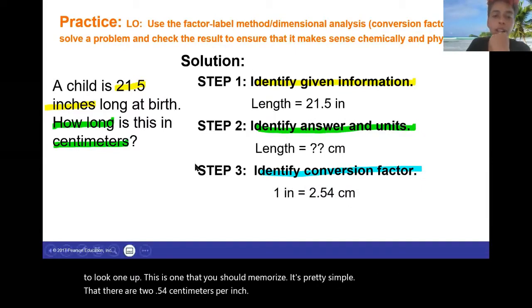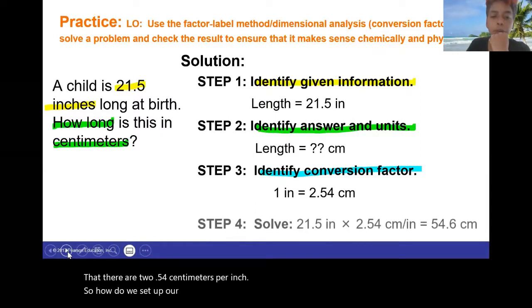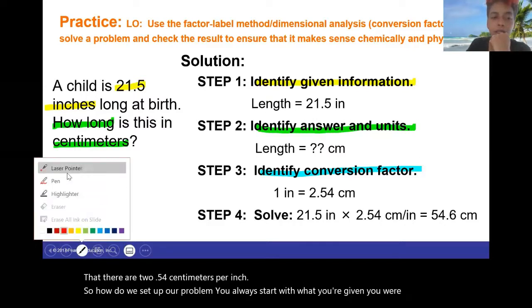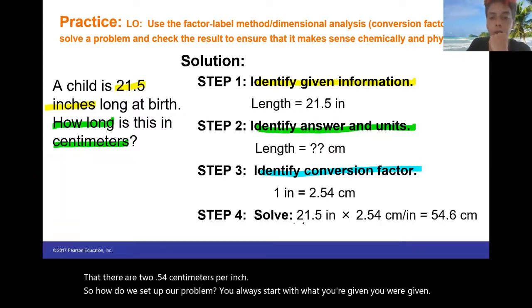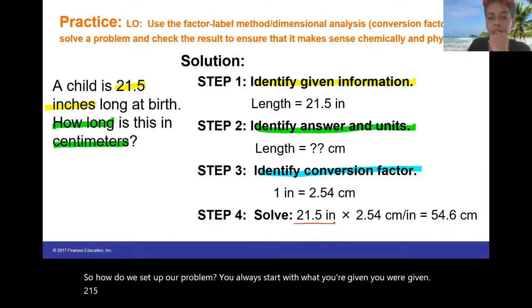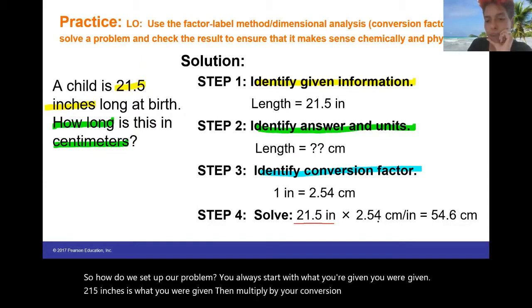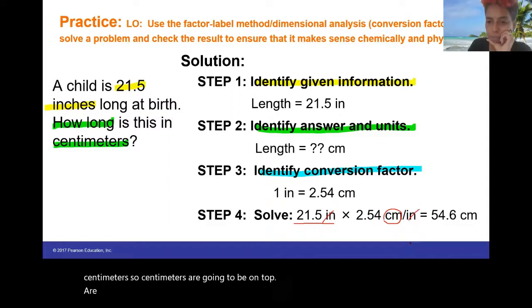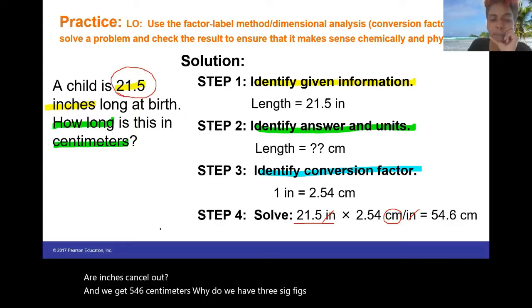So how do we set up our problem? You always start with what you're given. 21.5 inches is what you were given. Then multiply by your conversion factor. Notice that we want to get centimeters, so centimeters are going to be on top. Our inches cancel out, and we get 54.6 centimeters. Why do we have 3 sig figs? Because our given amount started out with 3 sig figs.